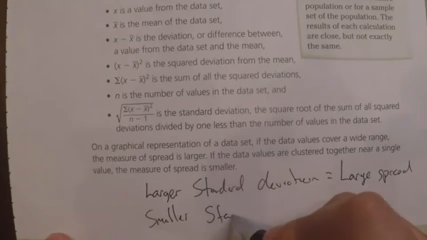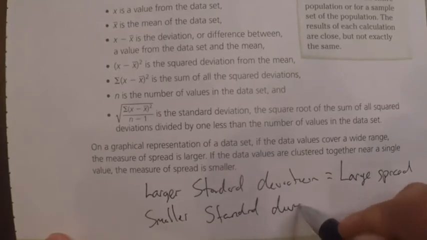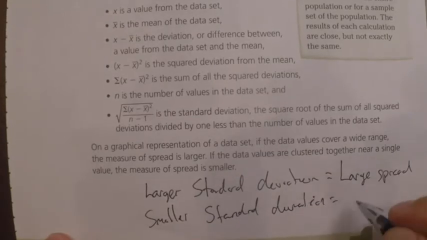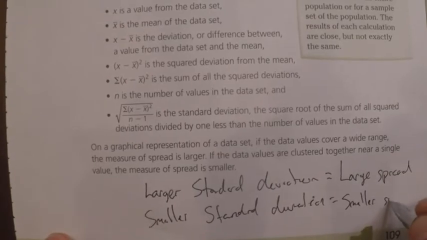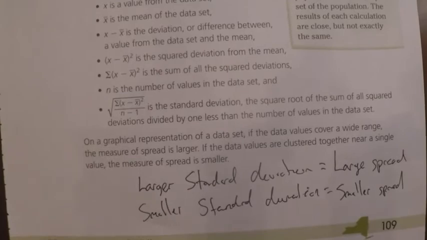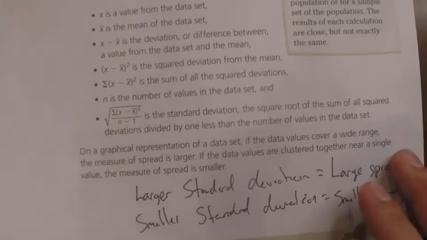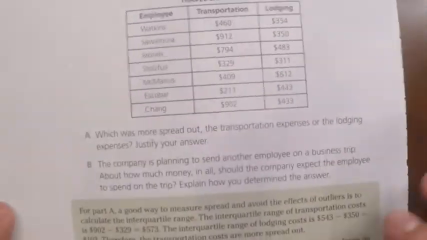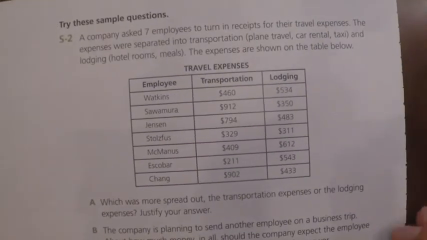Smaller standard deviation equals a smaller spread. So we'll find that the numbers are closer together, our data is closer together, and really close to the mean. So if we're taking a look at page 110 now, here we've got a question.